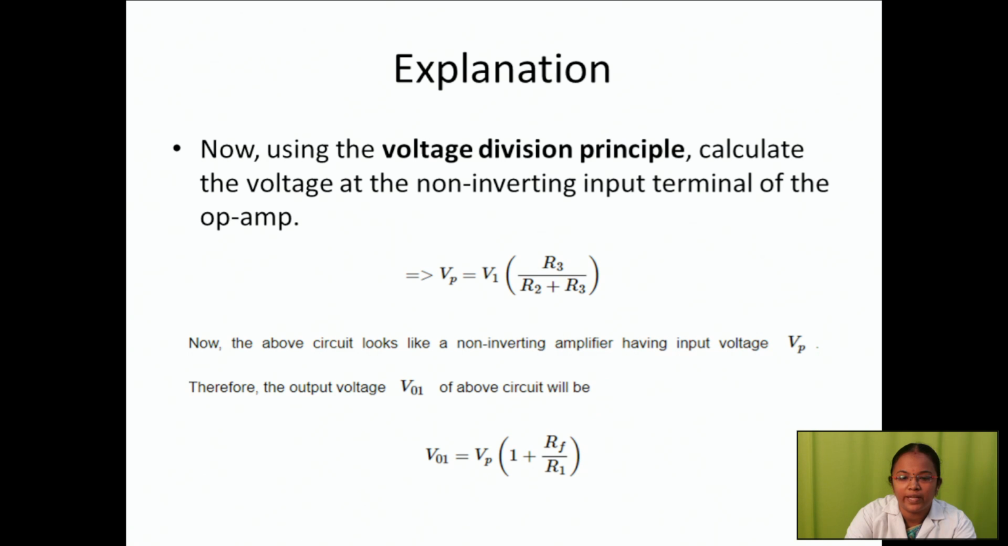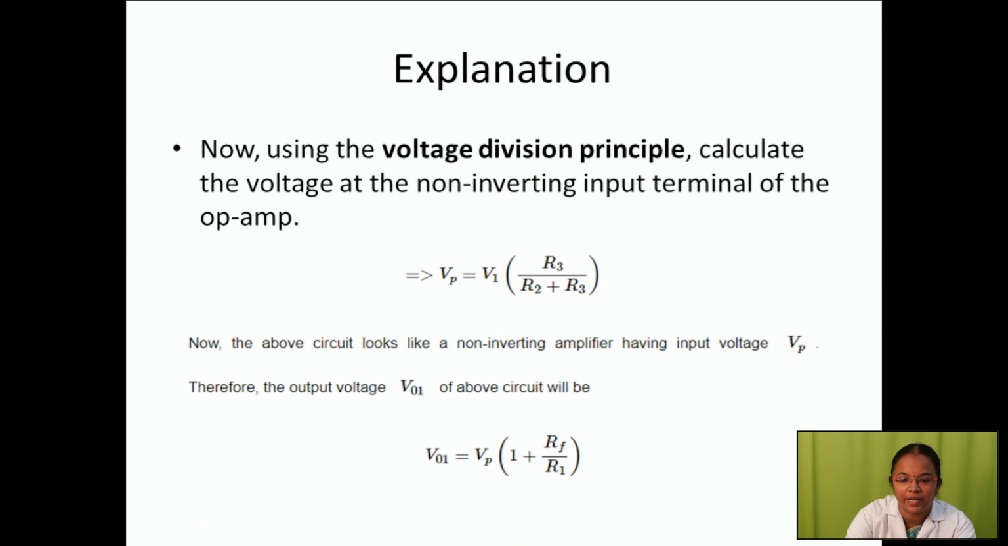Now the above circuit looks like a non-inverting amplifier. Why? Because we grounded the inverting terminal, and the supply is given only to the non-inverting terminal. So the circuit looks like a non-inverting amplifier having the input voltage Vp. The output voltage V01 can be written using the gain of the non-inverting amplifier, 1 plus Rf by R1, as V01 equals Vp into 1 plus Rf by R1.